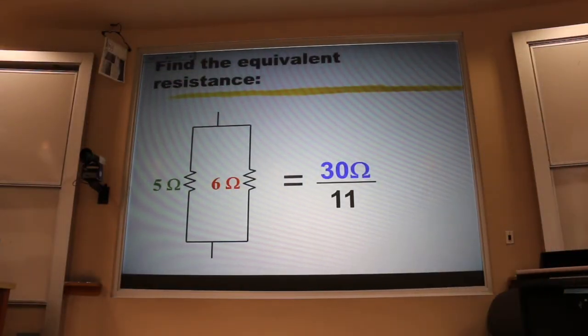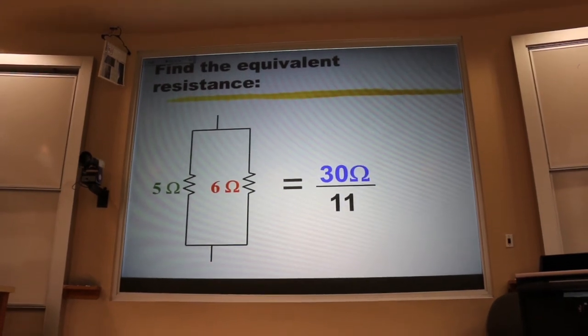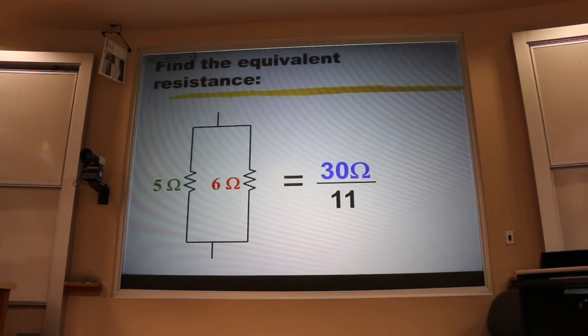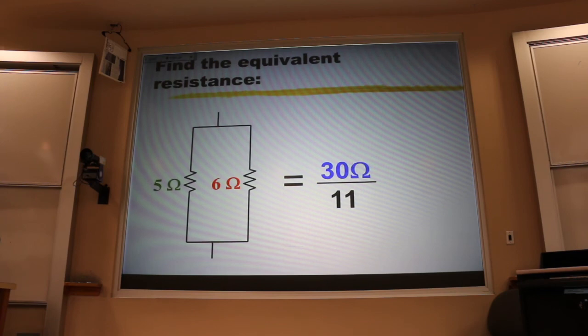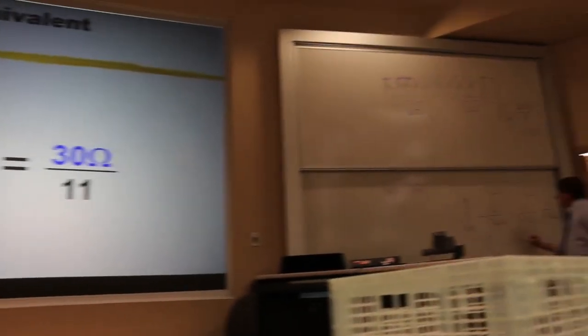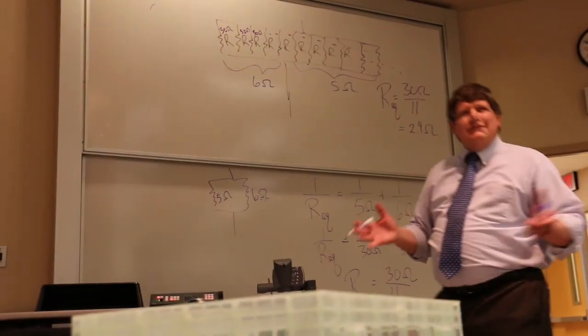So the lowest common denominator here is 30. So this is the same as 6 over 30. This is the same as 5 over 30. And when I add that, now I can add that. That's 11 over 30. But that's 1 over the equivalent resistance. That means the equivalent resistance is going to be 30 ohms, the resistance of one path, divided by the number of paths, 11. Isn't that beautiful?